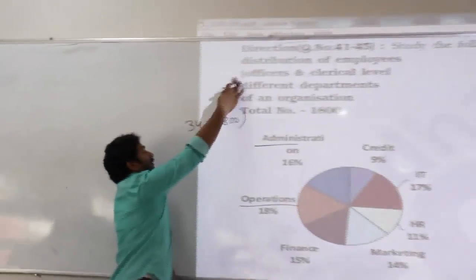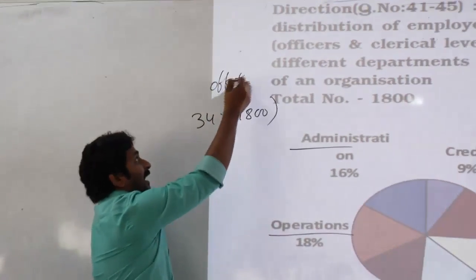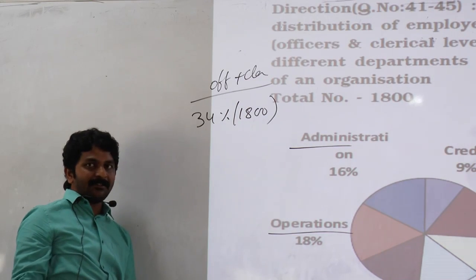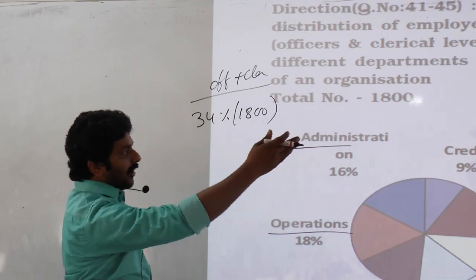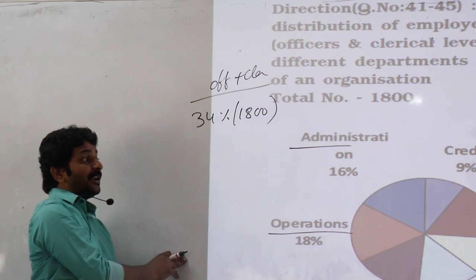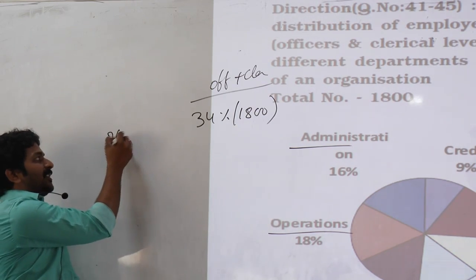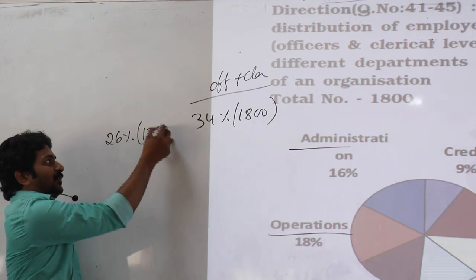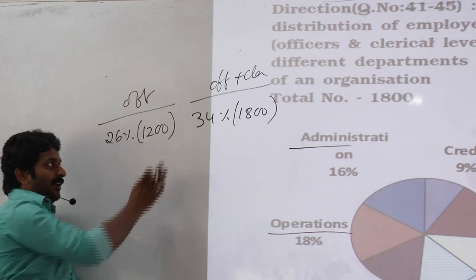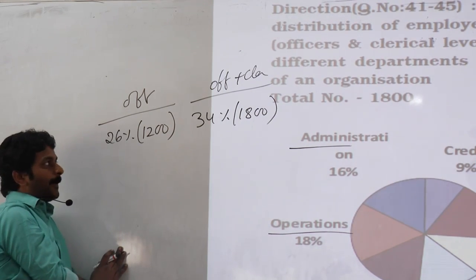This is about officers and clerical staff. You're asked about clerical staff. Officers are, how much percent is that? 26%. So 26% of what? 1200. So these are officers. But you're asked about clerical staff. Difference of these two. Right.